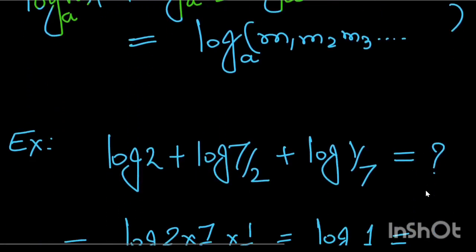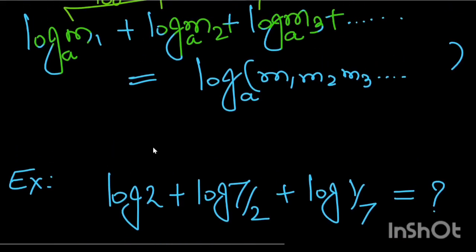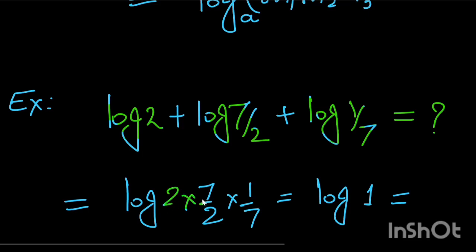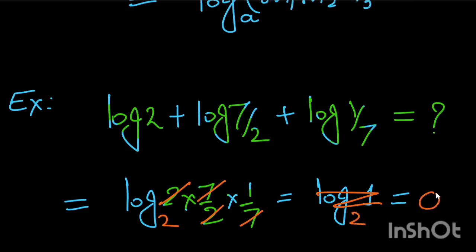So for example, if we have to find log 2 plus log 7 by 2 plus log 1 by 7, what is it equal to, guys? We will use this. These arguments will come in multiplication. Base is as usual 2. So 2 cancels with 2, 7 cancels with 7, we will get log 1. And base is 2, so log 1 base 2 is 0, guys.